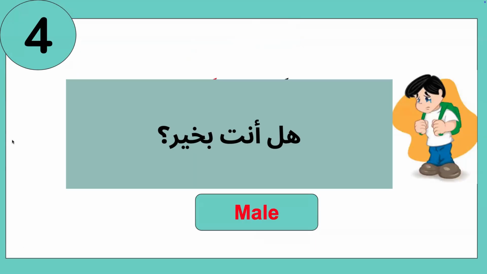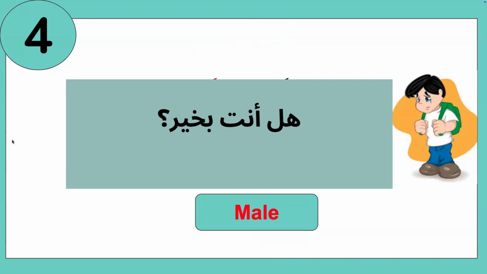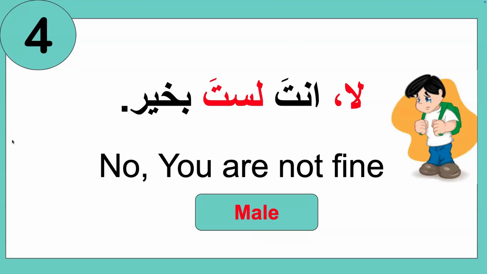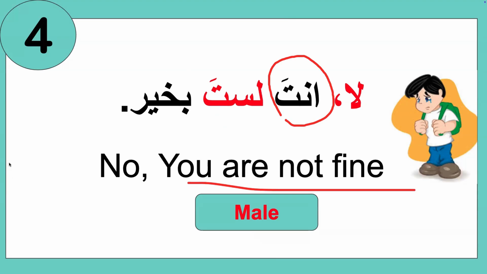Clear? هل أنت بخير عبد الرحمن؟ نعم، أنا بخير. لا أنت لست بخير. What did I say? No, you are not good. Are you able to see the difference? Yeah. Here we are saying, no, you are not fine.